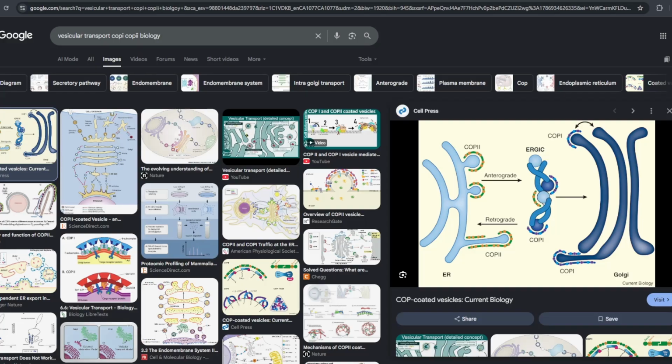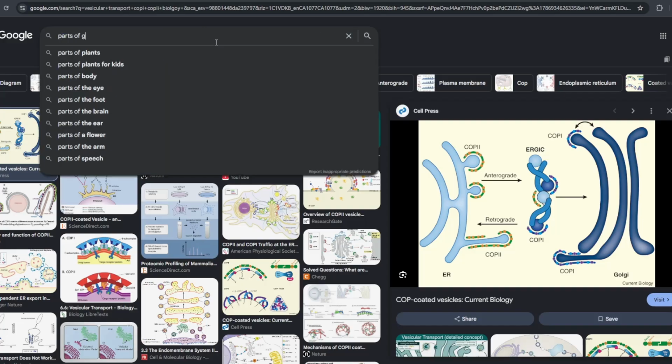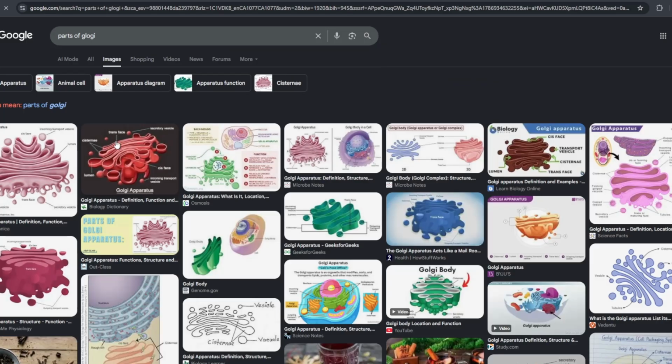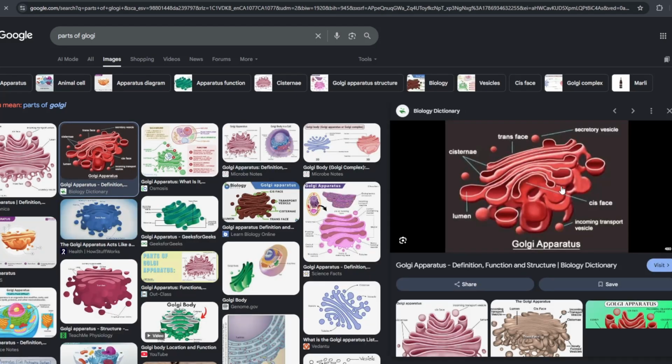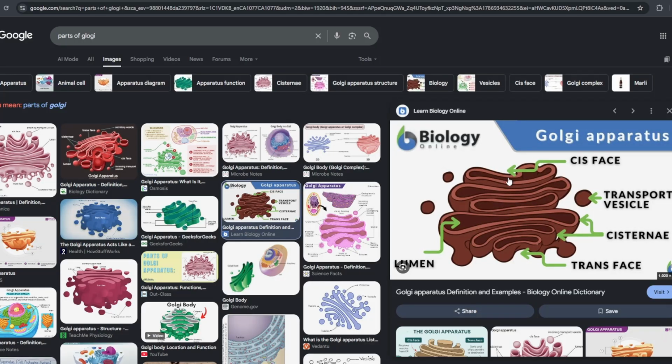So this is the Golgi. This side of the Golgi is called the cis side. If you type in parts of Golgi apparatus, here's the trans face, and here's the cis face. So we're pointing this way, right? Here's the cis face, and here's the trans face. That's what they're referring to when they say cis Golgi. So this is a cis Golgi.